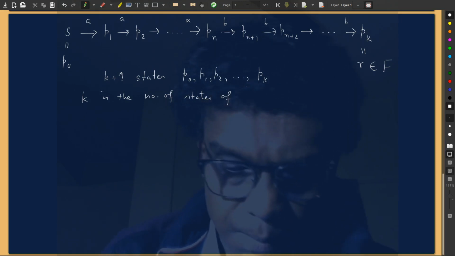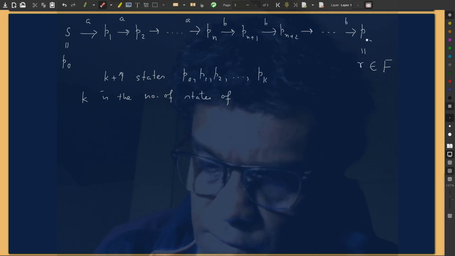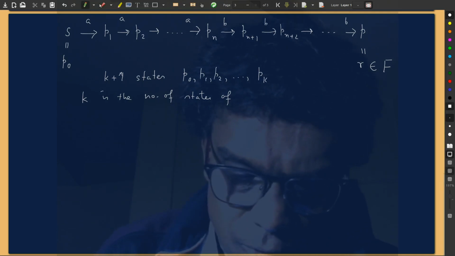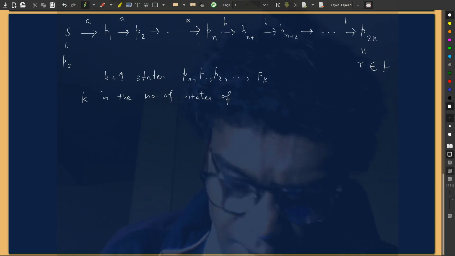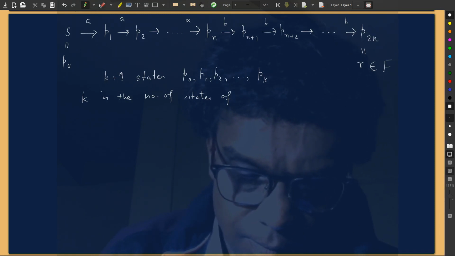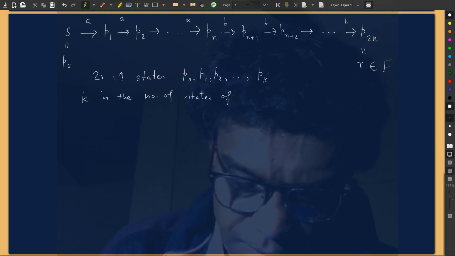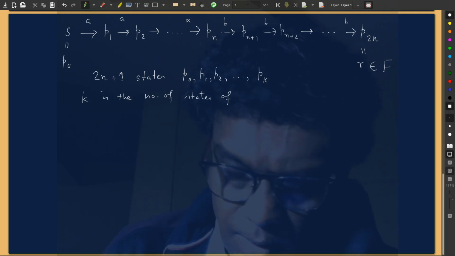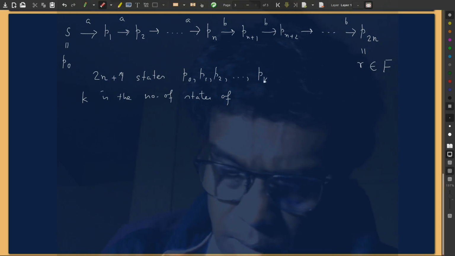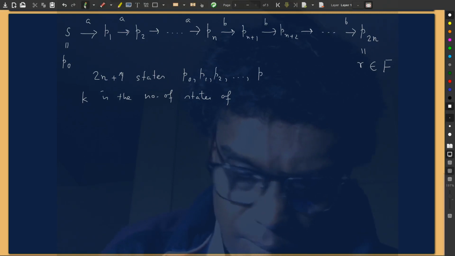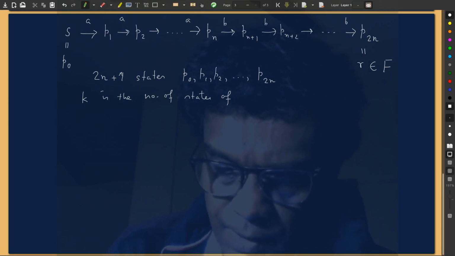Well, maybe I made a small mistake. It doesn't matter anyway. It is actually not exactly k, because this is true if k is even, so say 2n. So there are actually 2n plus 1 states, and so instead of k, let me write 2n. And k is the number of states of the DFA D.